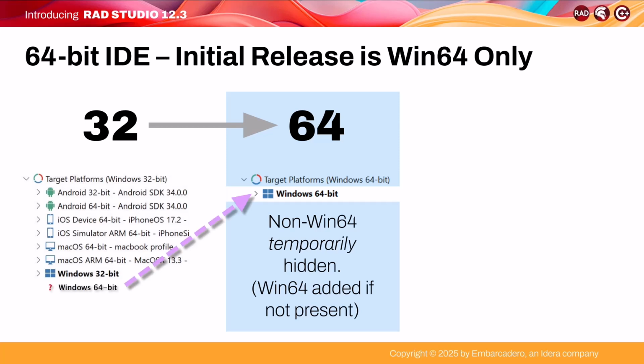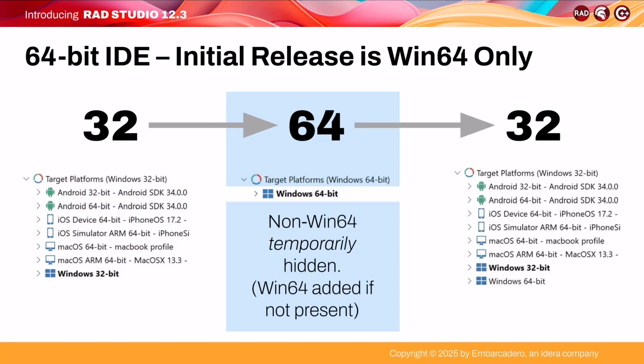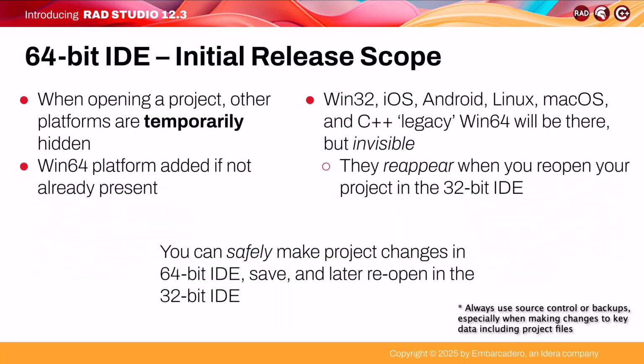Also, my example project here had lots of platforms, but it didn't have the Windows 64-bit target. So when I've opened it in the 64-bit IDE, that target platform is automatically added. But don't worry, seeing all the other platforms not present is completely okay. When you close the project and open it back in the 32-bit IDE, you can see they're all there again, visible and usable. It is meant to be completely safe to open your project in the 64-bit IDE, make changes, save it, and open it in the 32-bit IDE. Not only will you have your changes, but the other platforms will still be there and reappear.